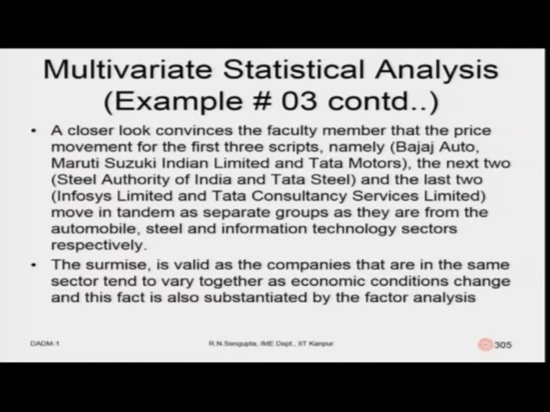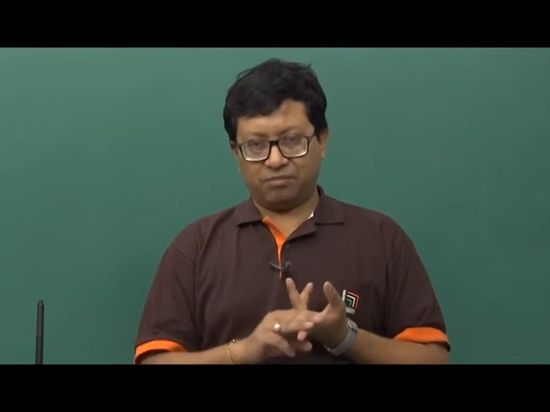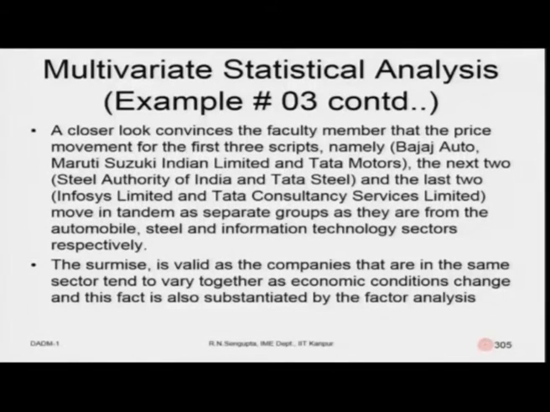A closer look convinces the faculty member that the price movement for the first 3 scrips, which are Bajaj Auto, Maruti and Tata Motors, the next 2, Steel Authority and Tata Steel, and the last 2, Infosys and Tata Consulting Services, move in tandem. That means the price movement for Bajaj, Maruti and Tata Motors moves in the same direction, not exactly the same, but in the same manner. Then Steel Authority and Tata Steel move in the same manner, but that is different from the first group. And the last 2, Infosys and TCS, also move in the same manner, which is different from the first and the second.